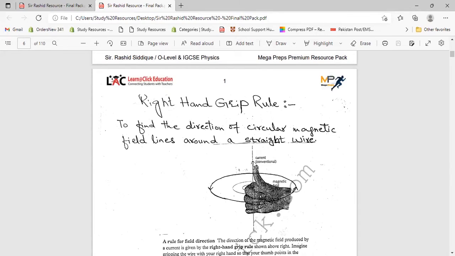This is the wire in which current is going upward. You have to put your thumb along the current and then curl your fingers. This curling of your fingers shows the direction of circular magnetic field lines around the straight wire. If current is going upward, then there will be anti-clockwise magnetic field lines. This you can apply with the right hand grip rule. And if current comes downward, then field lines will be in clockwise order.